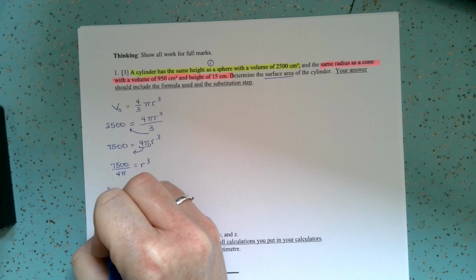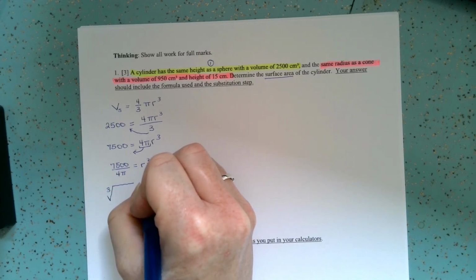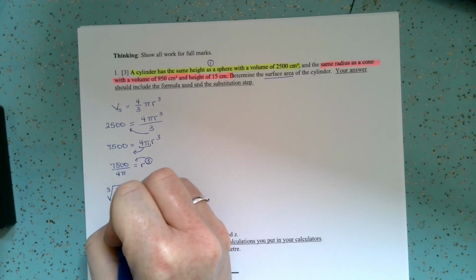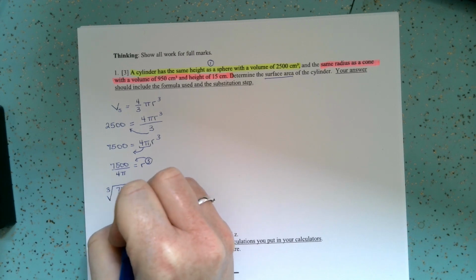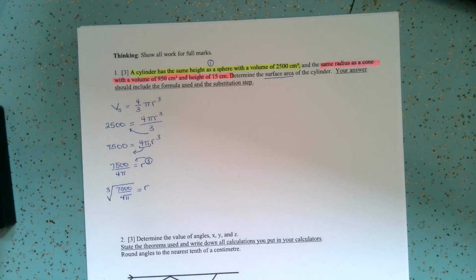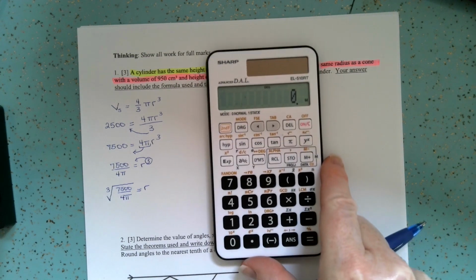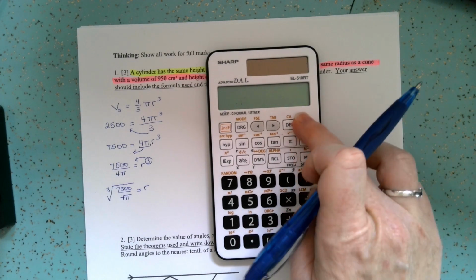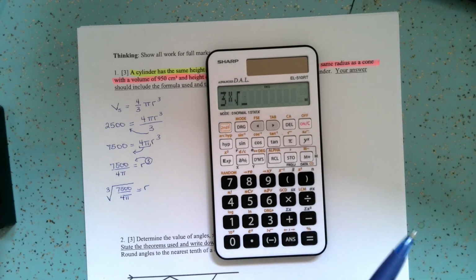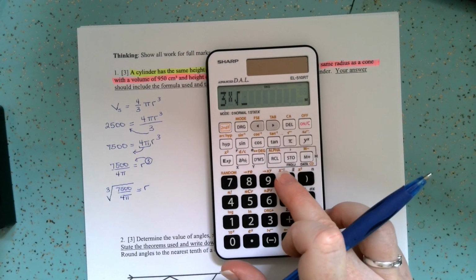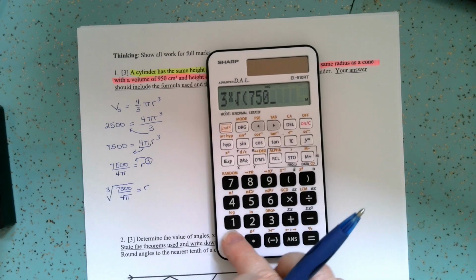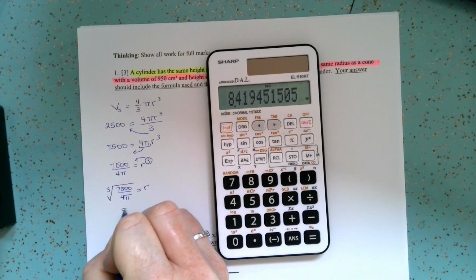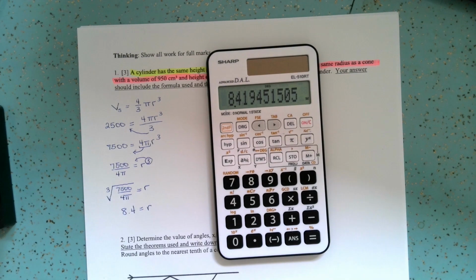So now I need to take the cubed to the other side. When I do that, I'm going to take the cube root of 7,500 divided by 4 pi, and it's going to be equal to r. When I grab my calculator, I'm going to hit second function, and then the button for the cube root, actually I'm going to hit 3 first, then second function, and then the button on my calculator. And now I want to put all of this into brackets because it all has to be rooted. So it's 7,500 divided by 4 pi. And when I do that, I end up with approximately 8.4 is equal to my radius.